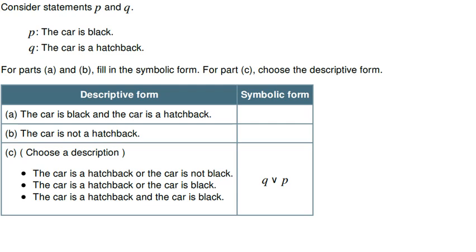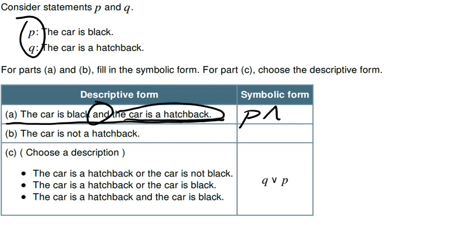We have two simple statements here, P and Q. We're being asked to express A in symbolic form. The car is black. That's P. The word or the conjunction is and. That's this symbol here. The car is a hatchback. That's represented by Q. For B, the car is not a hatchback. That's the negation of Q.